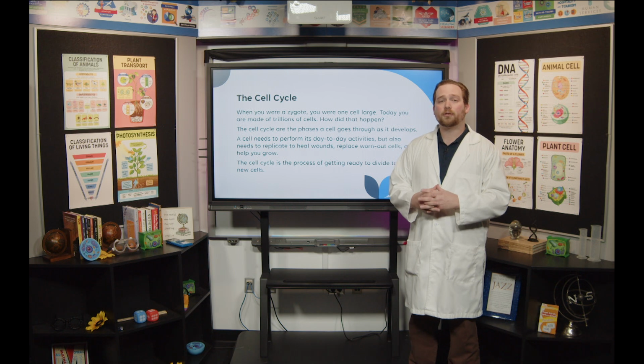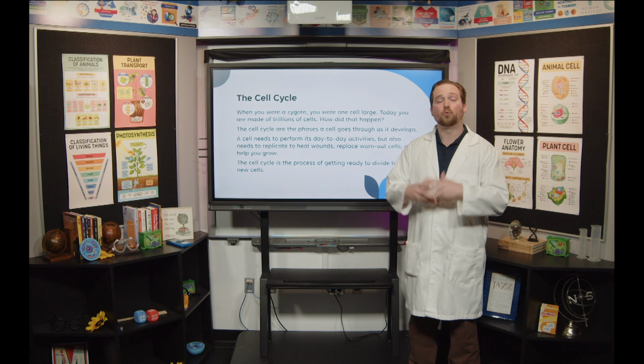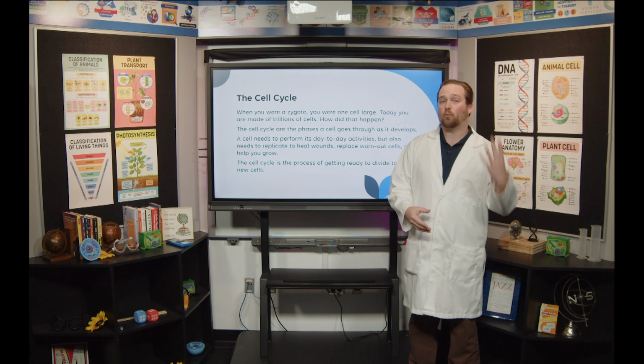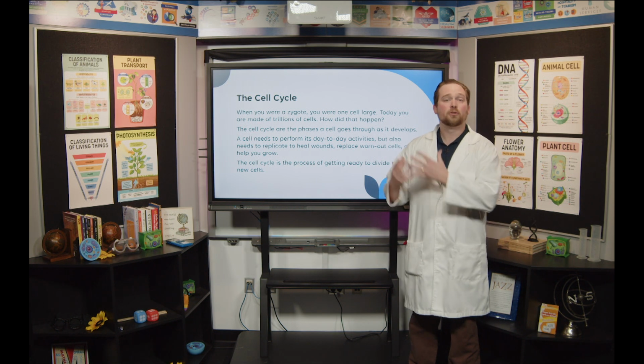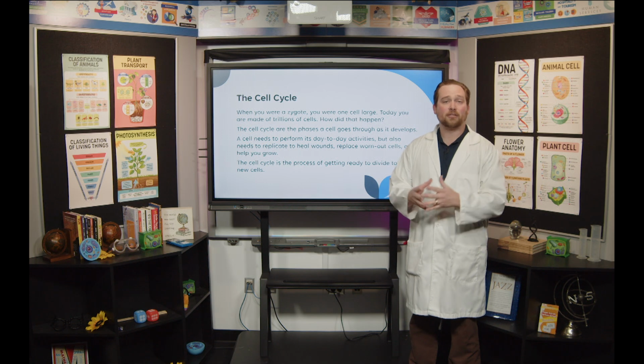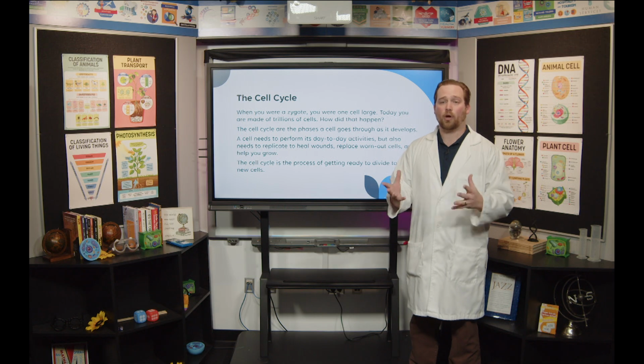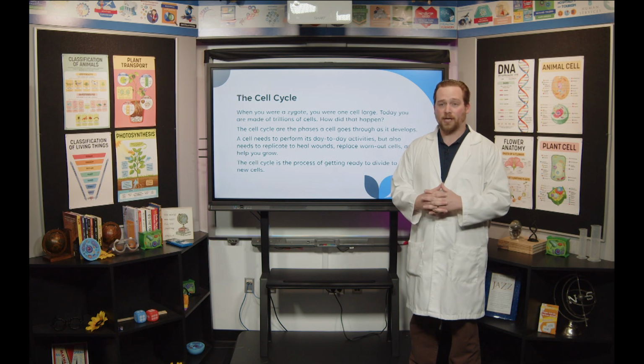Well, it's all through this process known as the cell cycle. As cells grow, they're going to develop, and eventually they're going to replicate. And that's how we can get one cell when you're first made to trillions of cells today. And that's all through the process of the cell cycle. And that's what we're going to be discussing here. So let's take a closer look at what's going on through the cell cycle here.